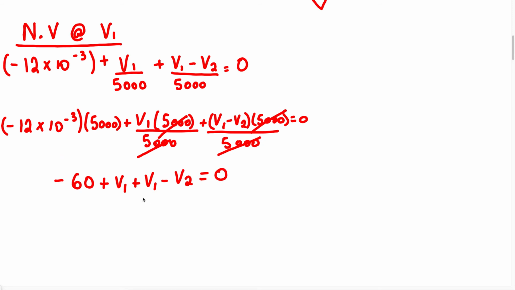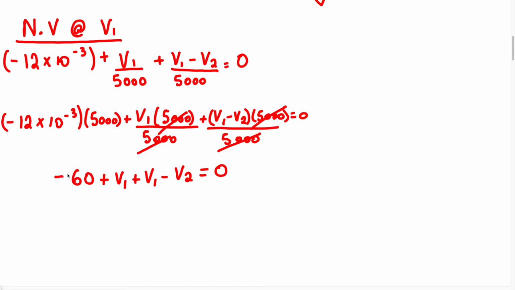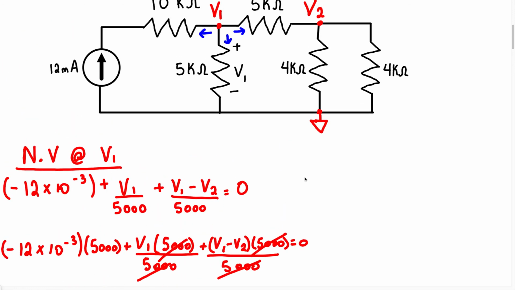So we're just going to simplify this equation. We're going to carry this negative 60 over to the other side. So we're going to get 2V1 minus V2 equals 60. So this is our first equation, right? This isn't the answer, but this might be able to help us later on. So this is our first node voltage equation that we've written at node 1.